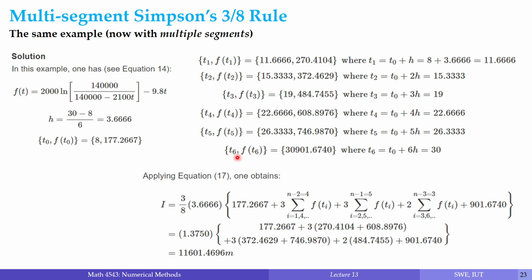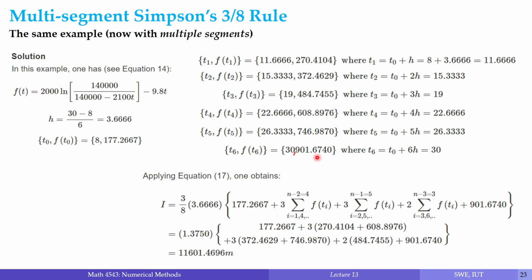After we calculate these values, we calculate their corresponding functional values, because you already know the function. We just plug in the respective values to find the corresponding functional values, and we get something like 177 point something, 270 point something, and so on, up to 30,901.66740. There should be a comma over here, right? A lot of typing mistakes in today's slide. Okay, so these are the corresponding functional values.